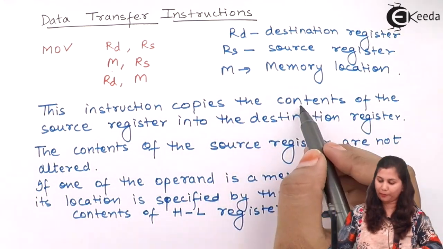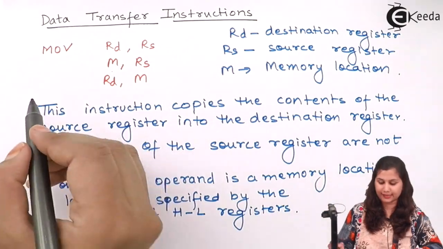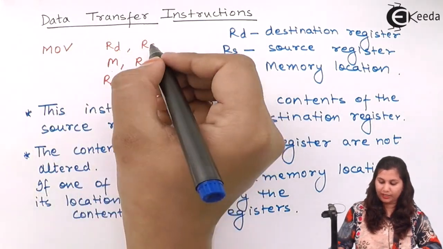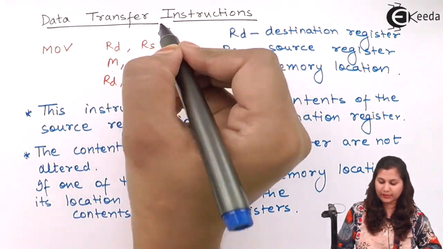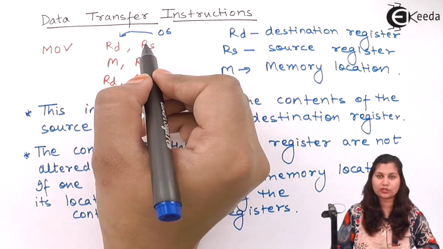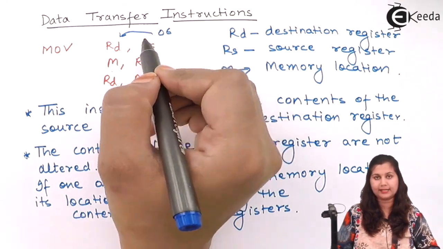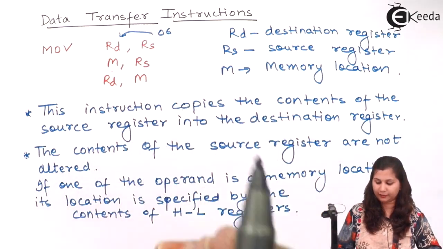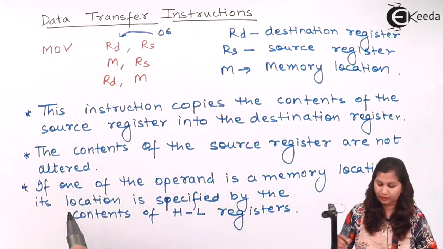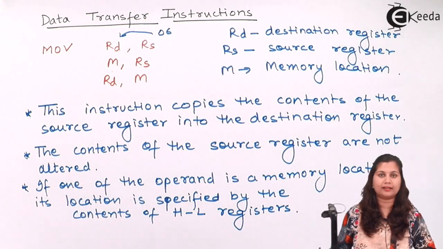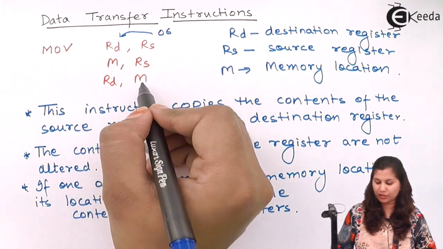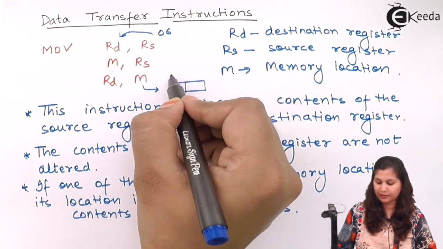So this instruction is copying the contents of the source register into the destination register. The contents of the source register are not altered. That is, suppose the source is having a number 06, so this number will be copied to the destination register, but the source register will still hold its content. It will be having 06 in it. Now, if one of the operands is a memory location like M, then its location is specified by the contents of the HL pair register. How are we going to get the address of this memory location? It will be specified in the HL pair register.